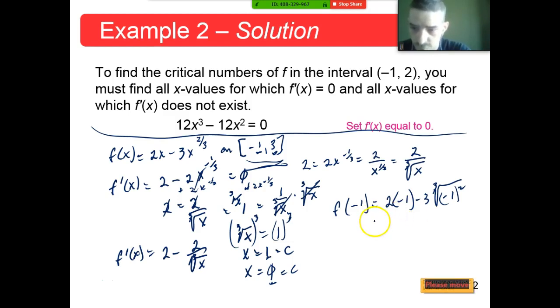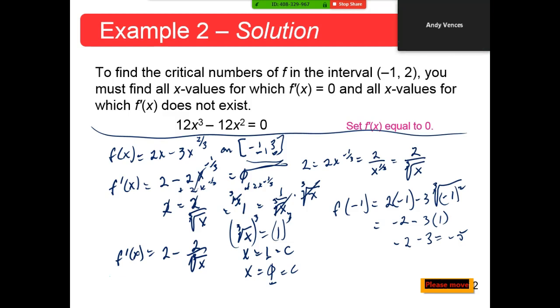Everybody happy with it? So this is 2 times -1 is -2 minus 3 times, what is -1 squared? It's 1. And what's the cube root of 1? 1. All right. So what does this give us? -2 minus 3 equals -5. Perfect. Okay, we have a potential maximum or minimum. It's the only thing we got now.